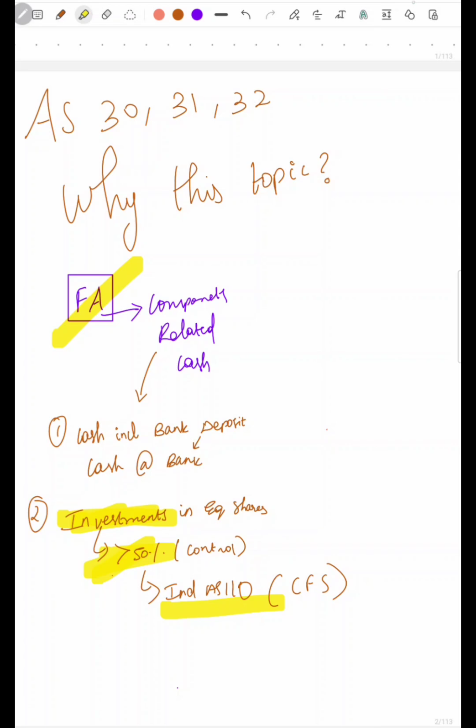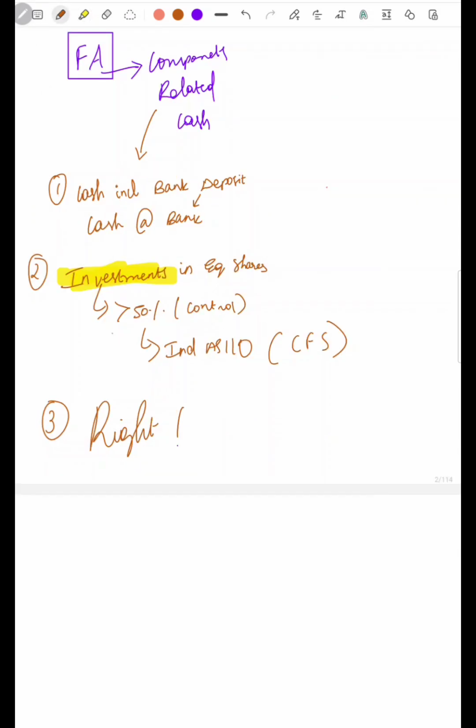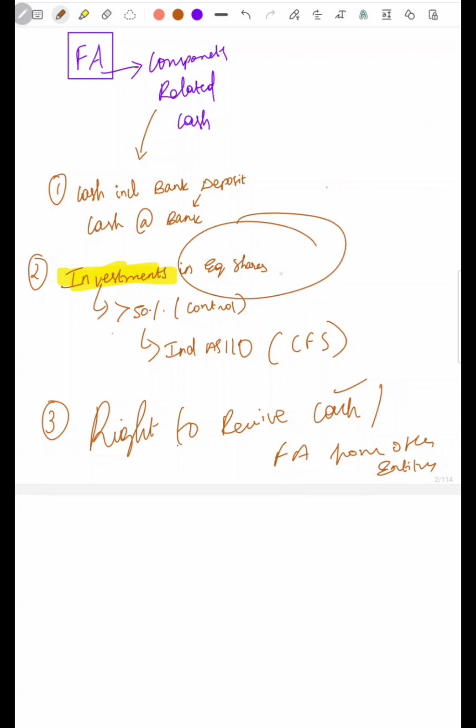Okay, and the third component is a right to receive either cash or any other financial asset from another entity. That also we call a financial asset. So if we receive cash, that's okay. Any other financial asset means what? It is nothing but equity shares. So if you're going to receive some equity shares from another entity, then that is also called a financial asset.